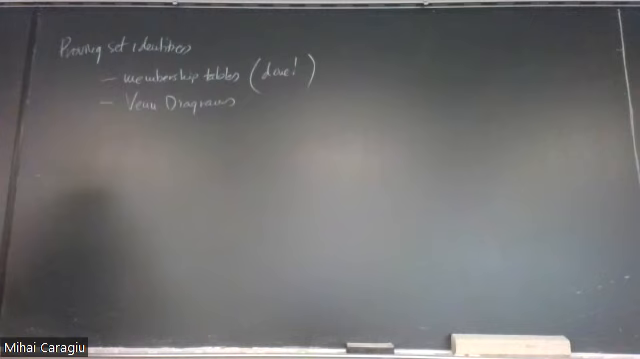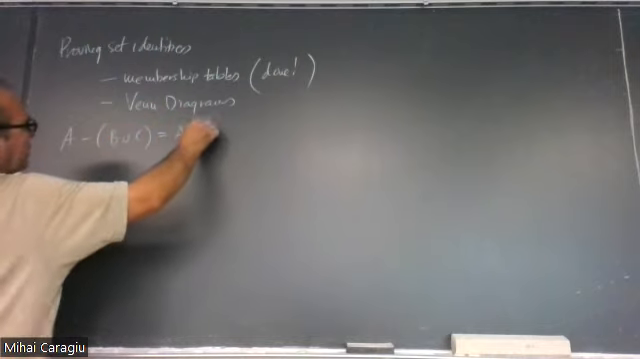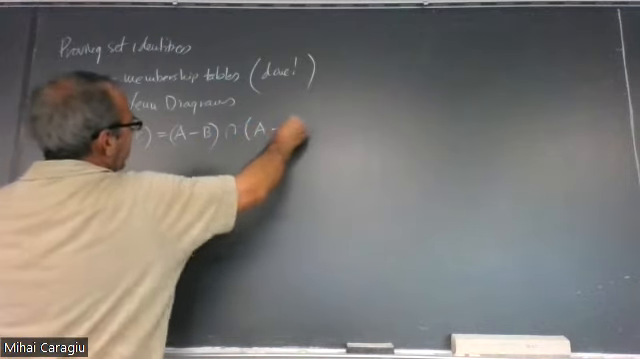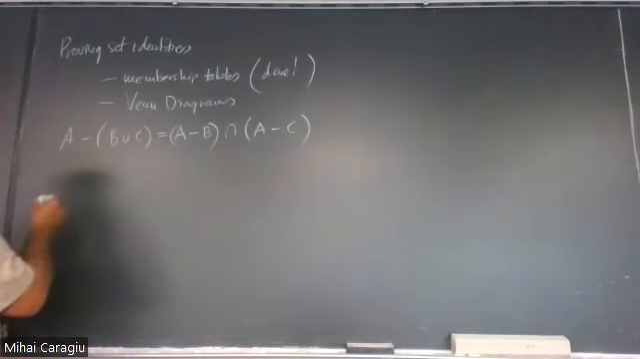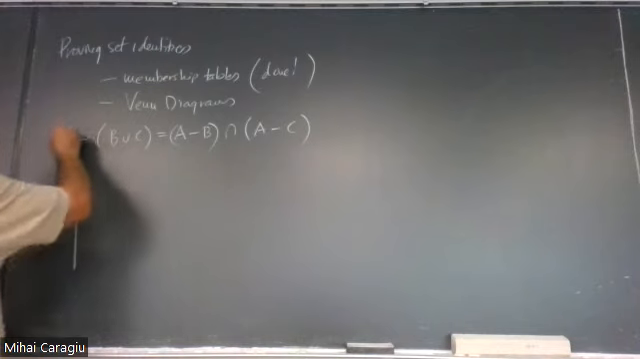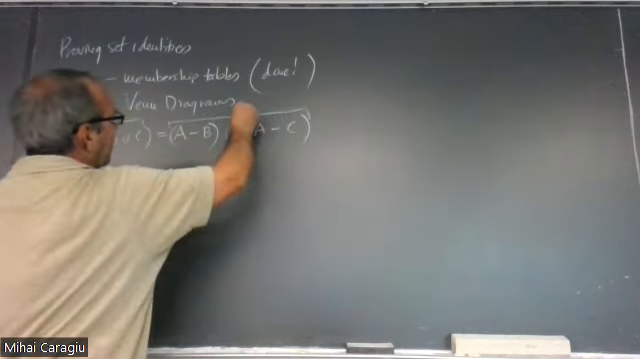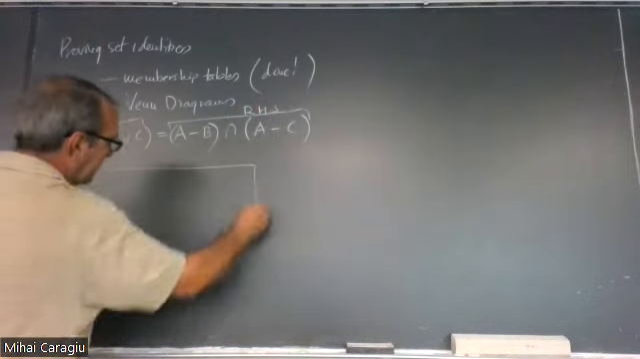Okay, so let's see. Let's try a set identity like A minus (B union C) equals (A minus B) intersected with (A minus C). Let's prove it by Venn diagram. So we have three sets A, B, C, right? Let's do first a Venn diagram for the left-hand side. Let's call this the left-hand side, and let's call this the right-hand side. This is the universal set.